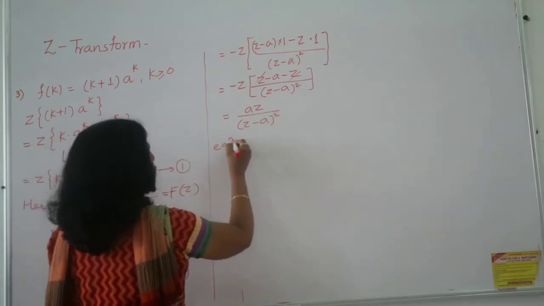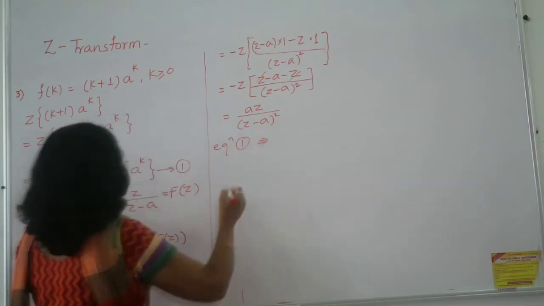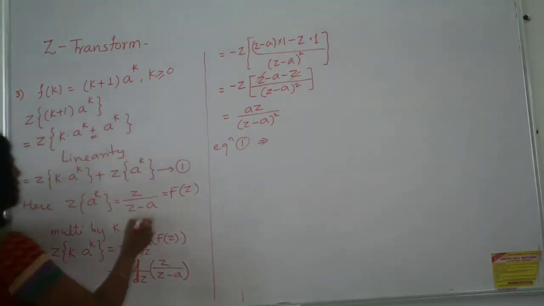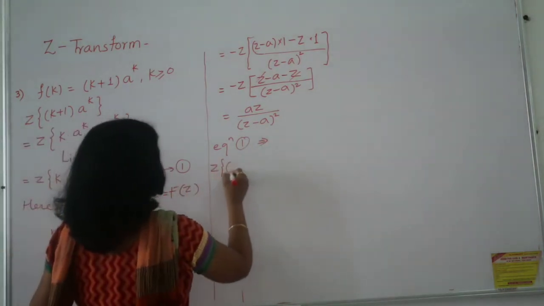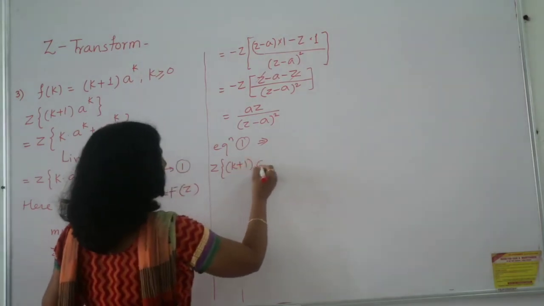Therefore equation 1 will imply, I have to get the answer for this. Whose z transform am I calculating? k plus 1 a raised to k.